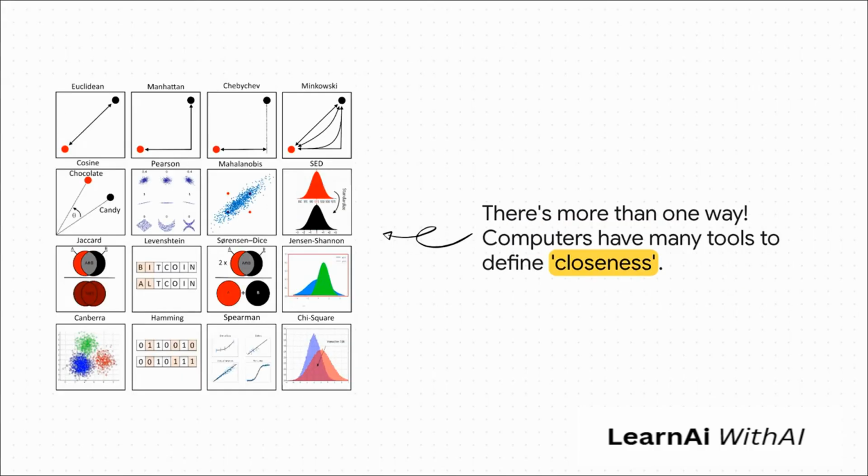But, and this is the really cool part, a straight line isn't the only way to do it. Depending on the kind of problem you're trying to solve, a computer has a whole toolkit of ways to measure distance. Take a look at Manhattan distance here.